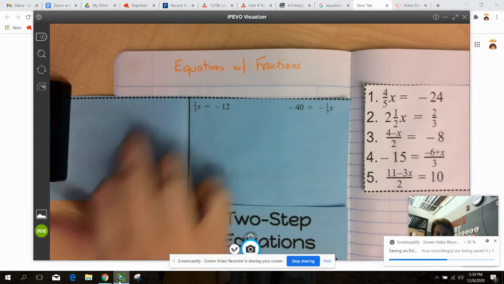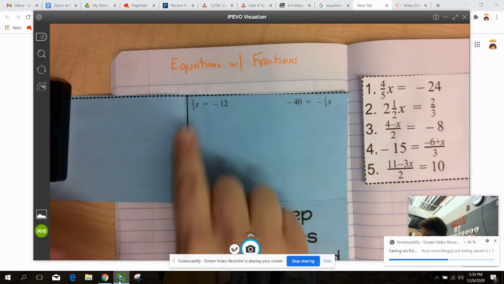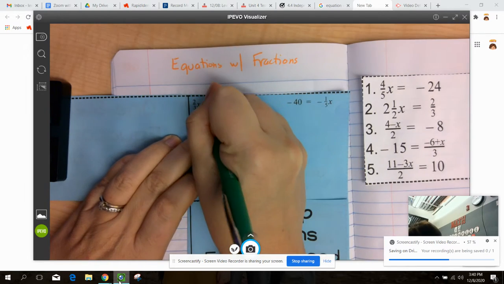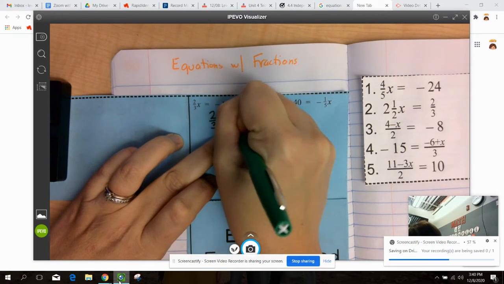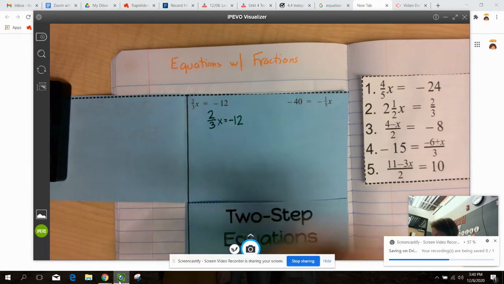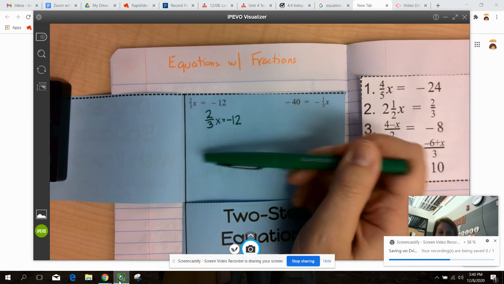So for this problem, we are going to multiply by the reciprocal, like I just said. I'm going to rewrite this problem because this one's kind of close to the edge. So it is 2/3 x equals -12. We see that we have a fraction there. We need to multiply by the reciprocal to get rid of that fraction.